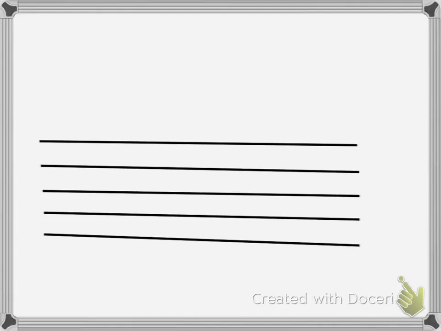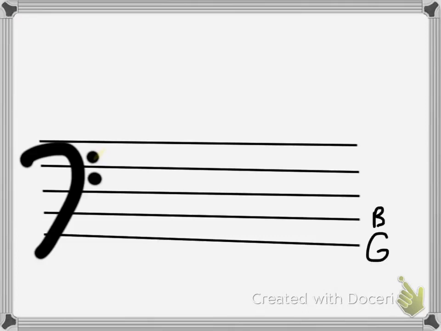So, to review, we learned that cellos and basses read music that has this in front of it. It's called a bass clef or an F clef. And it's called an F clef because these two dots right here surround the line that F is on. We learned that our line notes we can remember with good boys deserve fudge always. And our spaces we can remember with all cows eat grass.